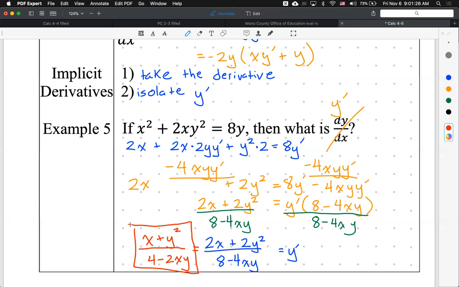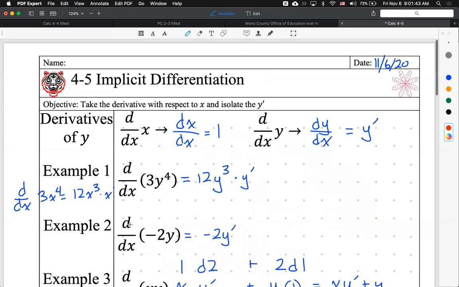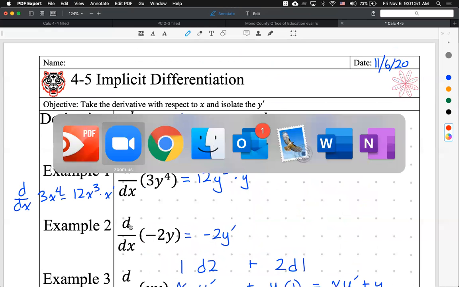And that type of procedure where you get all the y primes on one side, factor out the y prime, and then divide by that gross whatever remainder thing is, that is going to be happening almost every single time in the homework. So get really used to it. All right, this is 5 on our objective. Can you take the derivative with respect to x and then isolate that y prime? All right, nice. That concludes the lesson.